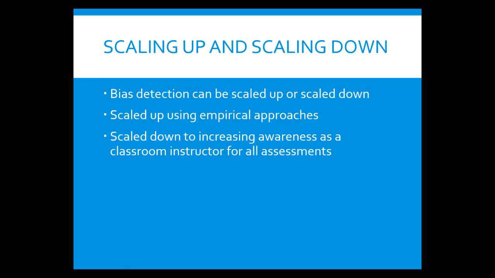Bias detection can be scaled up or scaled down depending on the needs. When there are large numbers of students involved, judgmental approaches can be scaled up and usually will also involve psychometric approaches as well. When there are smaller numbers of students involved, the judgmental approach can be scaled down even to the level of simply increasing awareness by the classroom instructor for all of the assessments used in the class, and also not just thinking about paper and pencil assessments, but other informal assessments as well. The important thing is to take some time looking at the assessment items and the assessments you carry out to search for sources of bias.